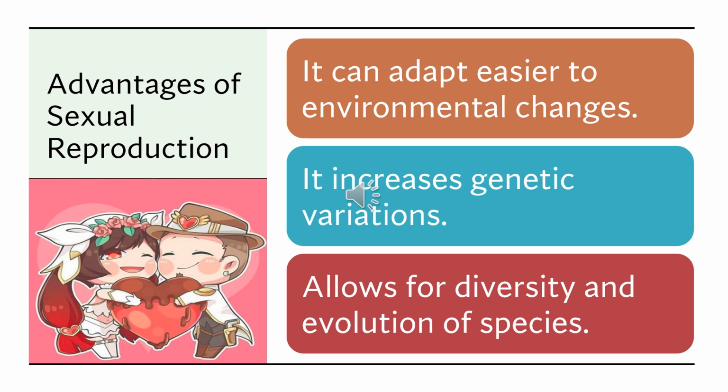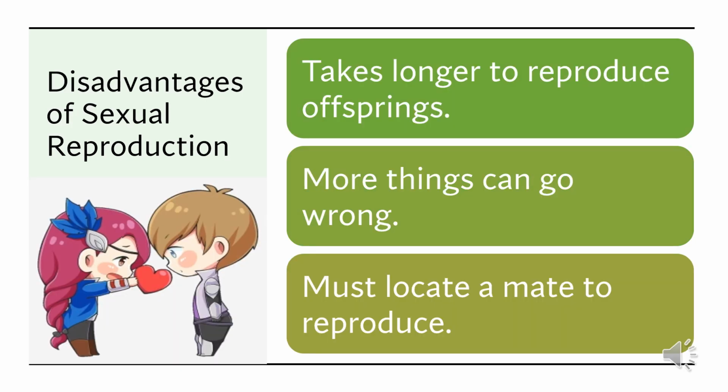In sexual reproduction, the advantages are: 1. It can adapt easier to environment changes. 2. It increases genetic variations. 3. Allows for diversity and evolution of the species. On the other hand, its disadvantages are: 1. Takes longer to reproduce offspring. 2. More things can go wrong. 3. Must locate a mate to reproduce.